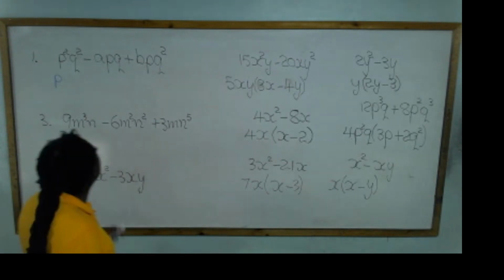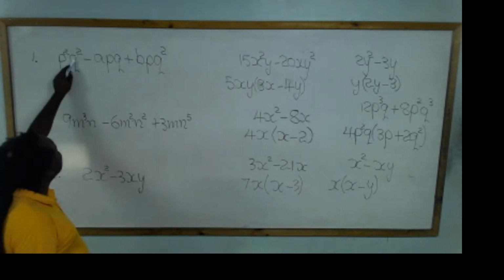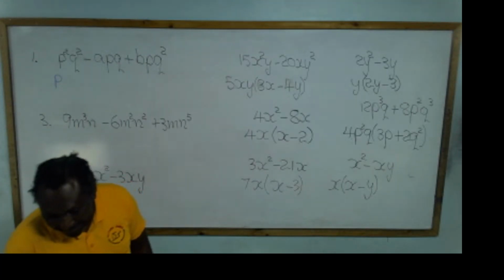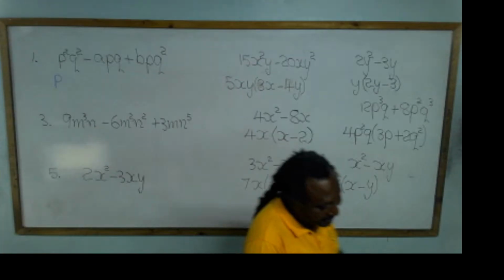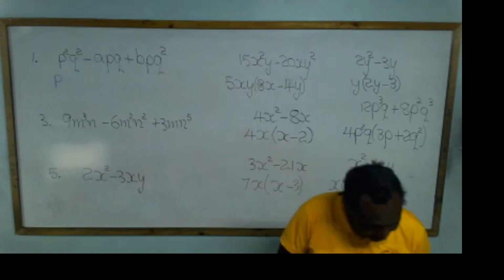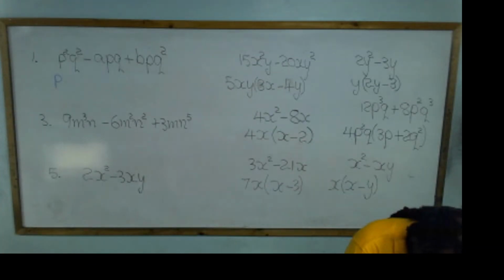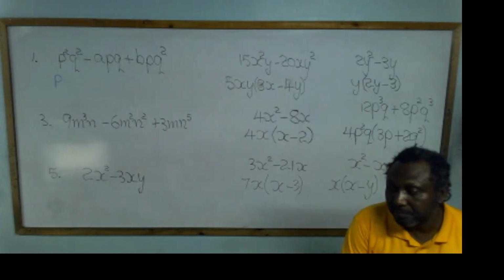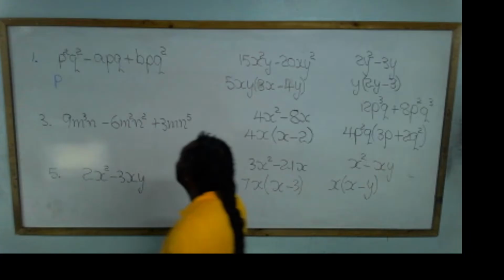Then what do we say? Q squared, I hope it's Q squared in the second case. Yes, it is. P squared Q squared minus APQ plus BPQ squared. Yes. So what do we say? Q.